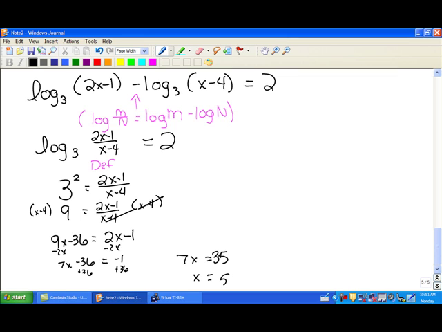Checking 5 into our original problem to make sure we're taking the log of positive numbers. 2 times 5 minus 1 is going to be 9. It will check out there. 5 minus 4 is going to be 1. We'll have a positive log there. Therefore, x equals 5 is going to be our solution to that problem.